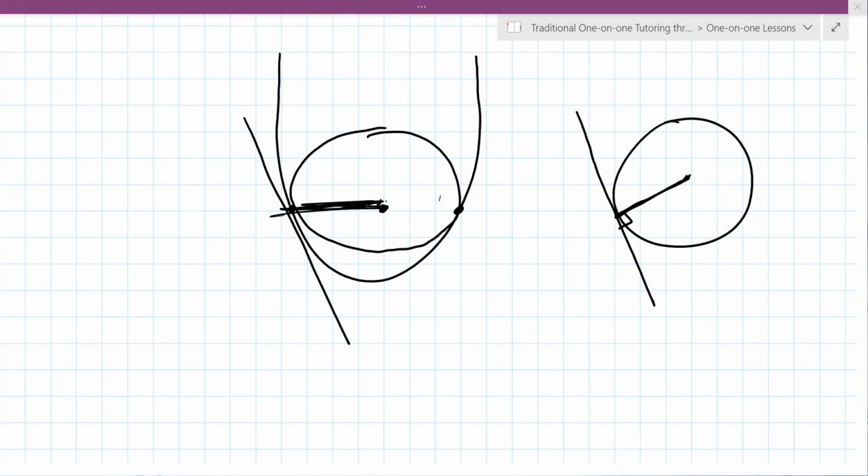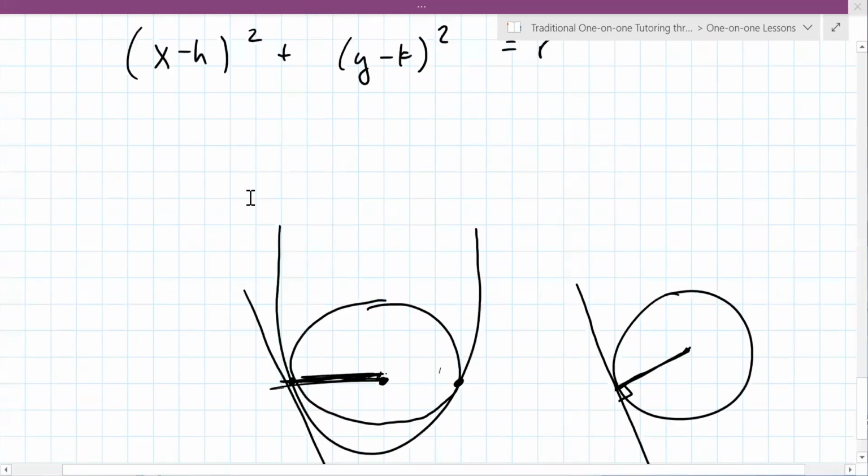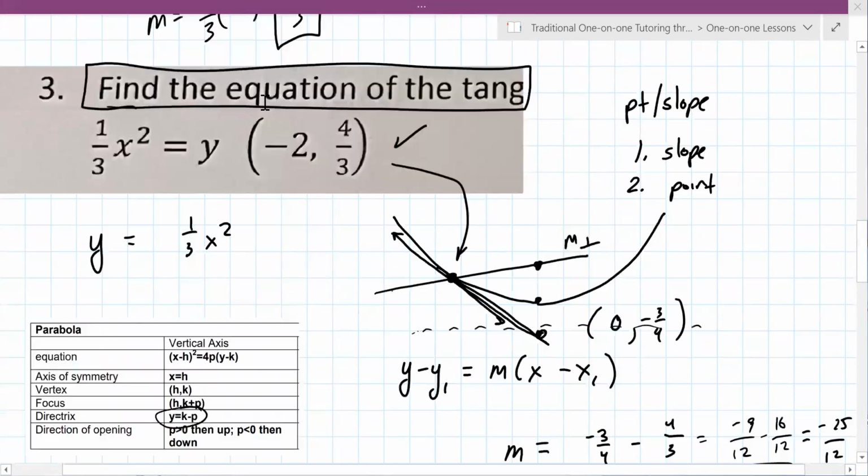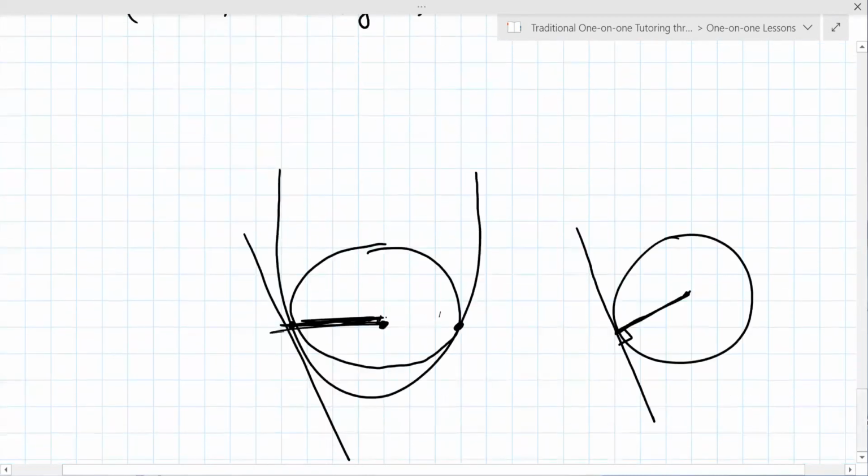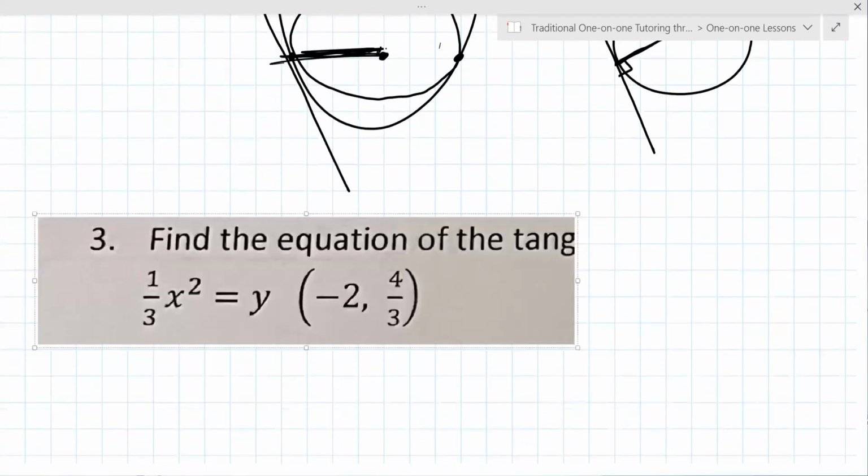Wait, what? Okay. Can I see the problem real quick? Yes, the problem is right here. Find the equation of the tangent. Oh, okay. Yeah, I have it down here. So she gave us the base equation for it, which was 4p times y minus k equals x minus h squared, right? Yep, we got that here. Right there. So then it gives you what are the 2 points there?